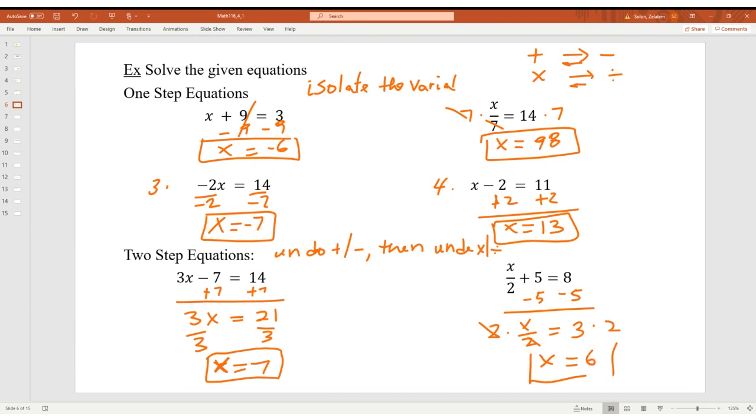Okay, excellent. Now, if you know how to do a two-step equation, after this it is just simplifying expressions and reducing them into a two-step equation, then solving it. So let's see multi-step equations.